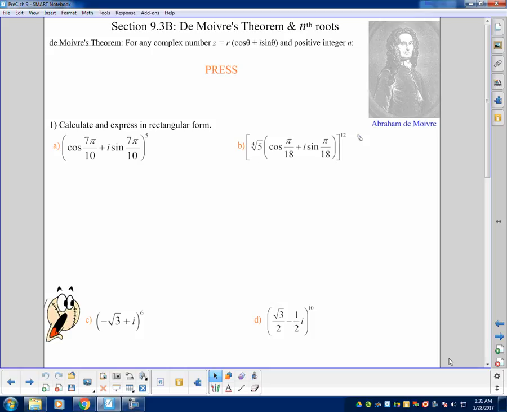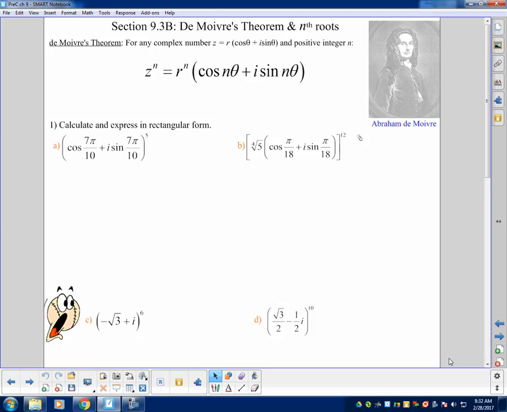So this is DeMoivre's theorem. For any complex number in polar form, we're going to take complex numbers, change them to polar form, just like we did in the last lesson. And for a positive integer n, we can take that complex number to a power like 10 by taking r to the 10th and multiplying theta by 10.